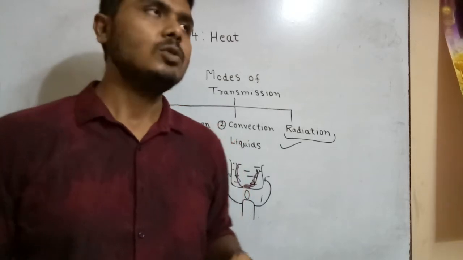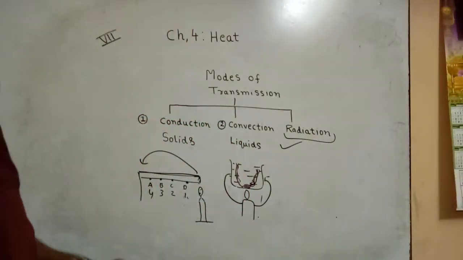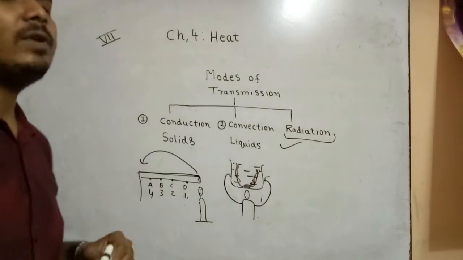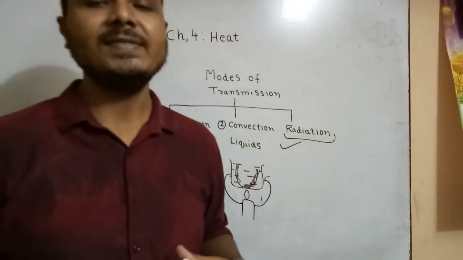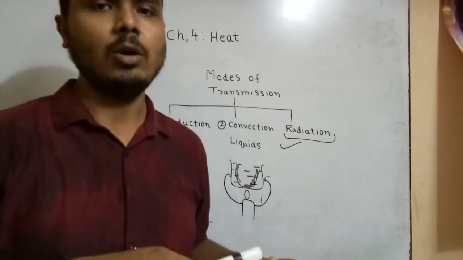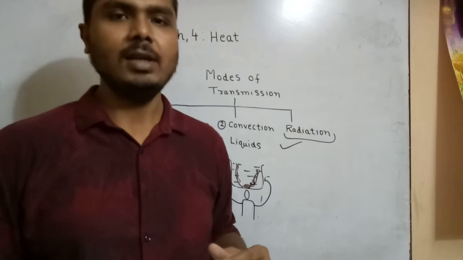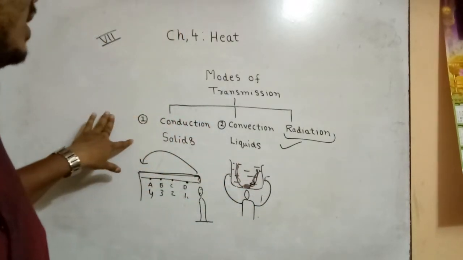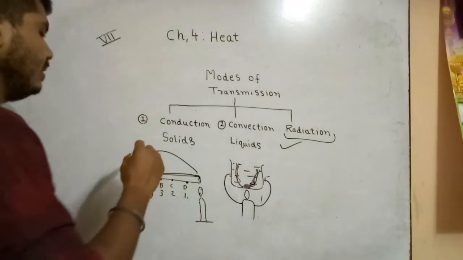There are three modes of transmission of heat. The first one is conduction. Before that, one basic principle about transfer of heat: heat always travels from a hotter object to a colder object, or from a hotter region to a colder region. This is the basic principle of heat transfer. Conduction takes place in solids.